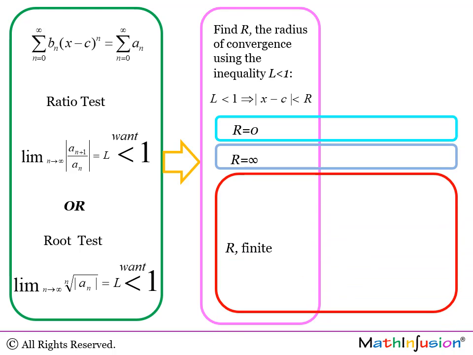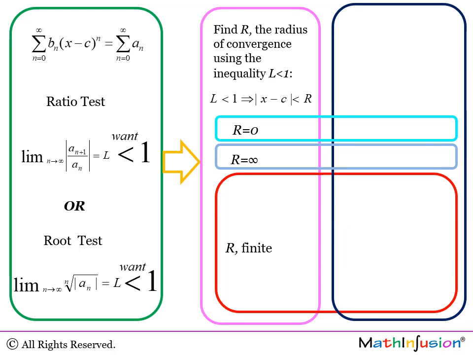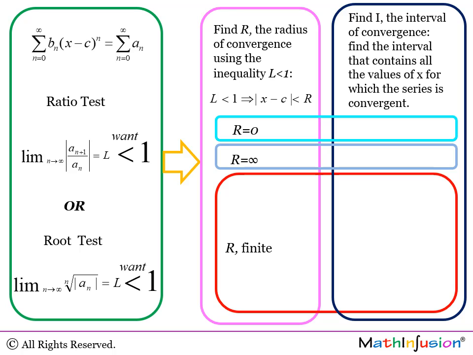Now we are ready to find I. To find I, the interval of convergence, we have to find the interval that contains all the values of x for which the series is convergent. By the way, not always absolutely. In the endpoint, it's enough just for the series to converge.